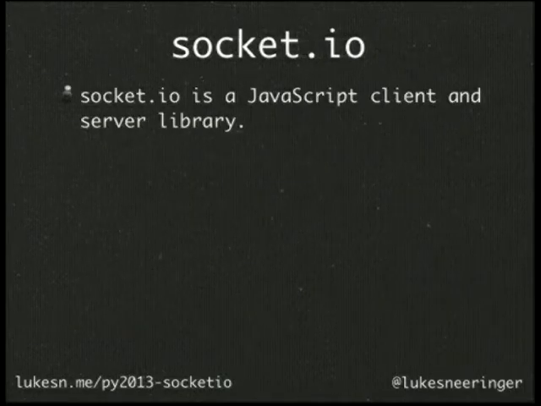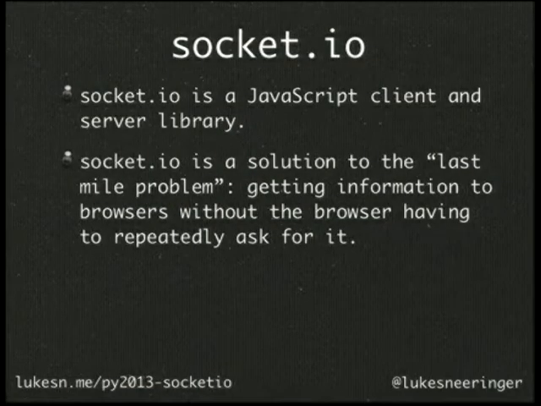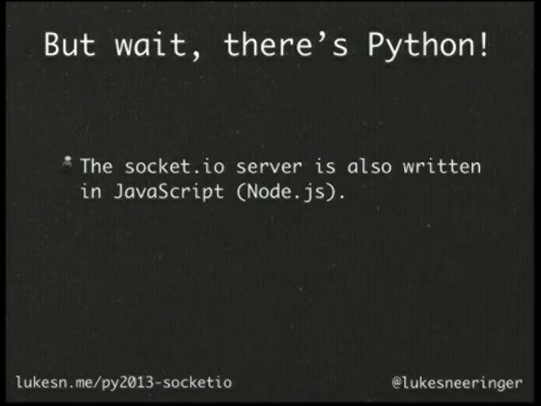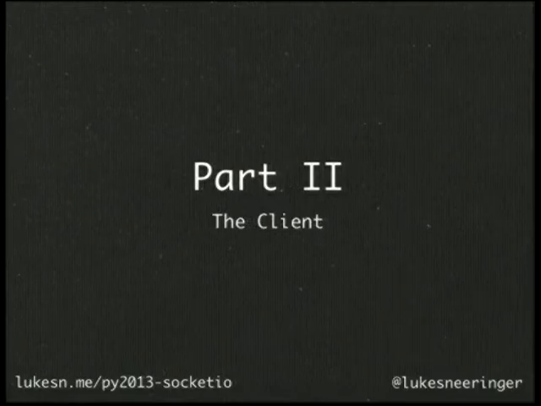SocketIO is a JavaScript client and server library. There's also a SocketIO server implemented in Python. That's what we're going to talk about. It's a new solution to the last mile problem, how to get information to a browser without the browser repeatedly asking for it. And really, it's just the new browser-compatible way to maintain a stateful connection. The server is also written in JavaScript. It's written in Node. Node.js is a very popular JavaScript framework for both clients and servers. There's also a Python SocketIO client, which is what we're going to be talking about. This is going to be our focus. And that's where we're going next.